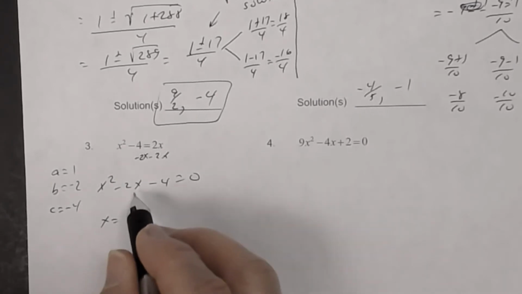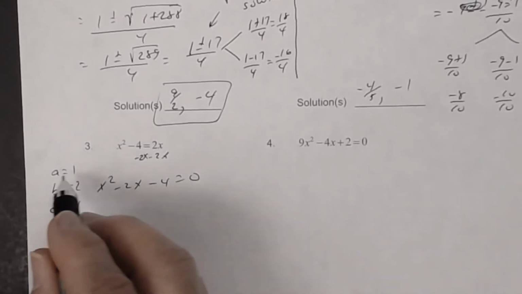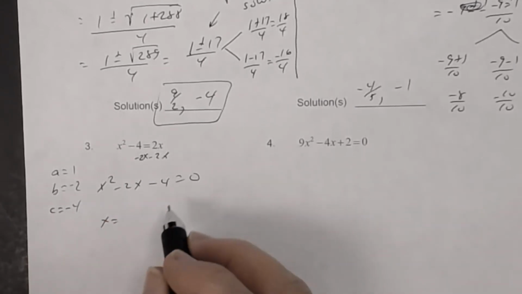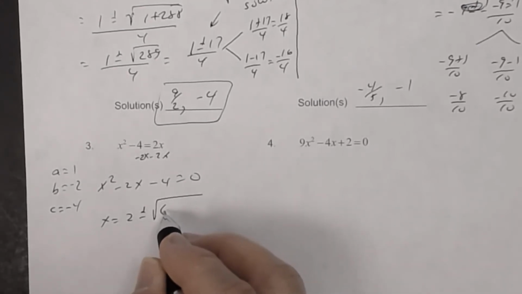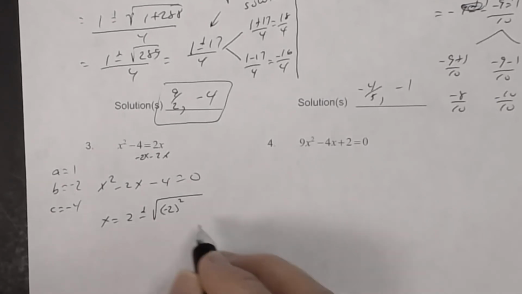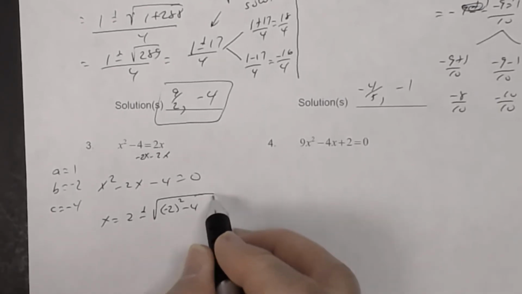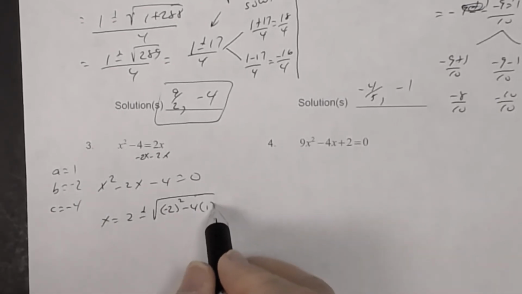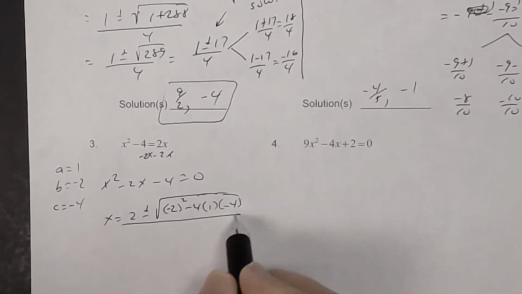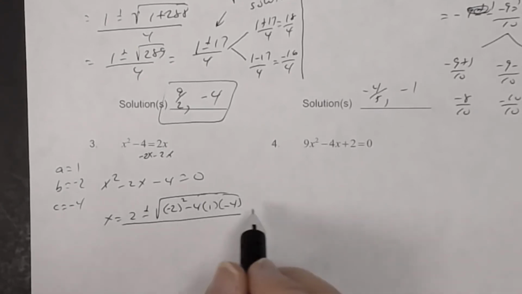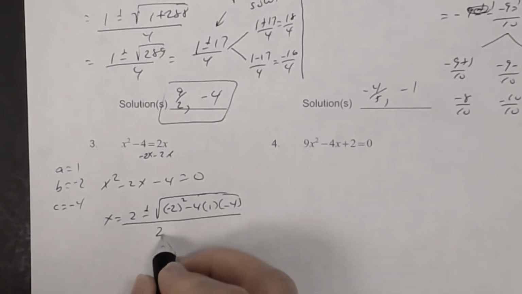So x equals the opposite of B. So B is a negative 2. The opposite of negative 2 is a positive 2, plus or minus the square root of B squared, so negative 2 squared, put the negative 2 in parentheses, minus 4 times A, which is 1, times C, which is negative 4, all divided by, make sure you extend this, all divided by 2 times A.